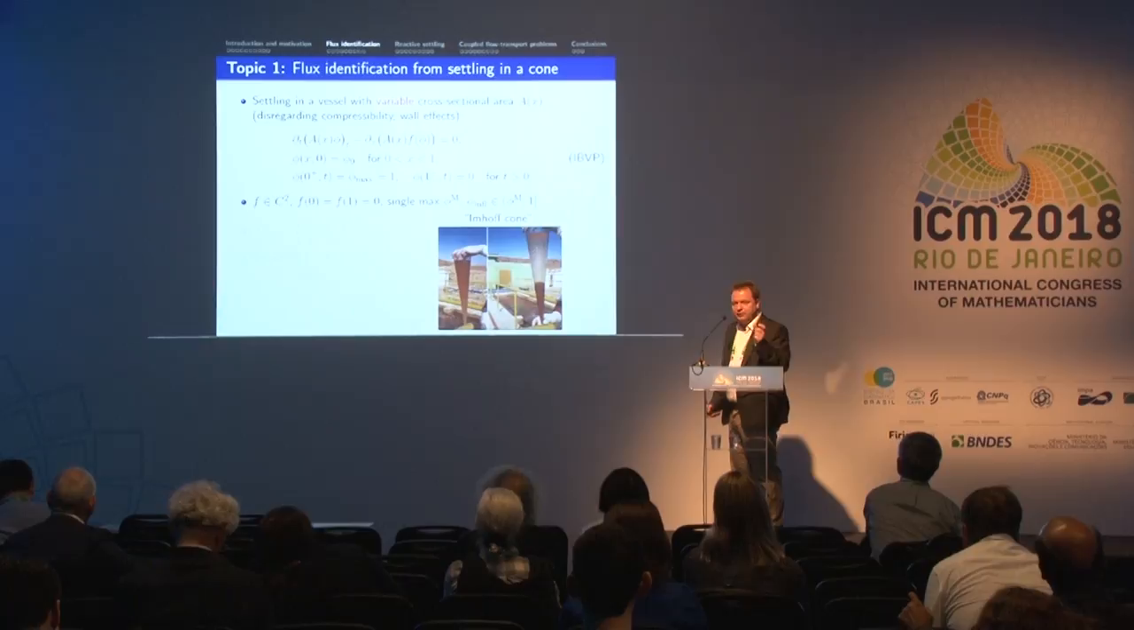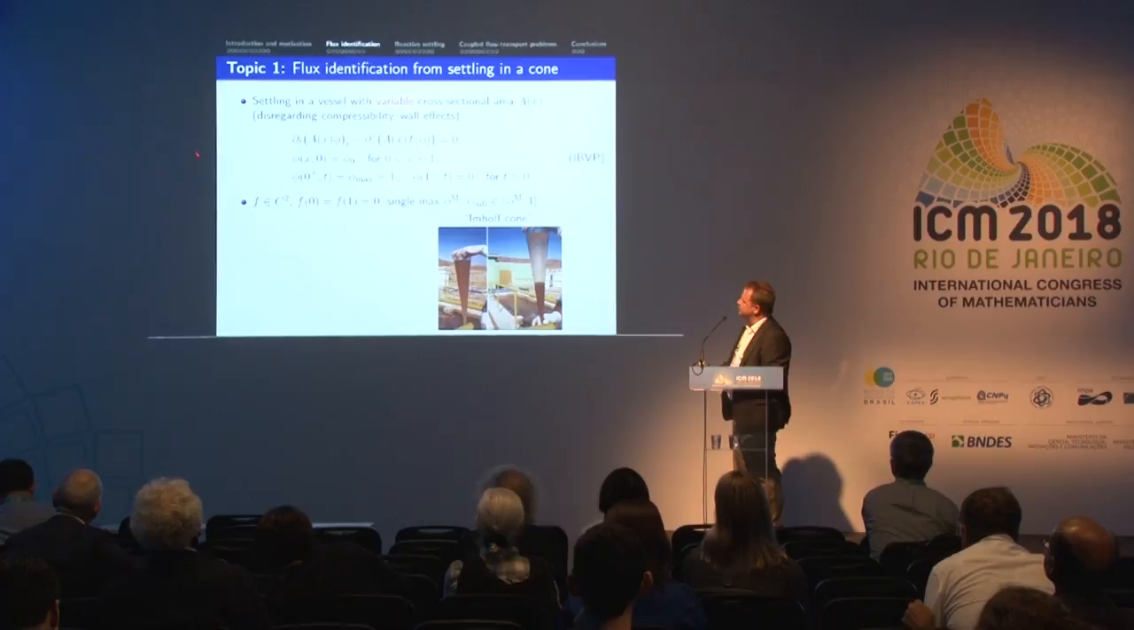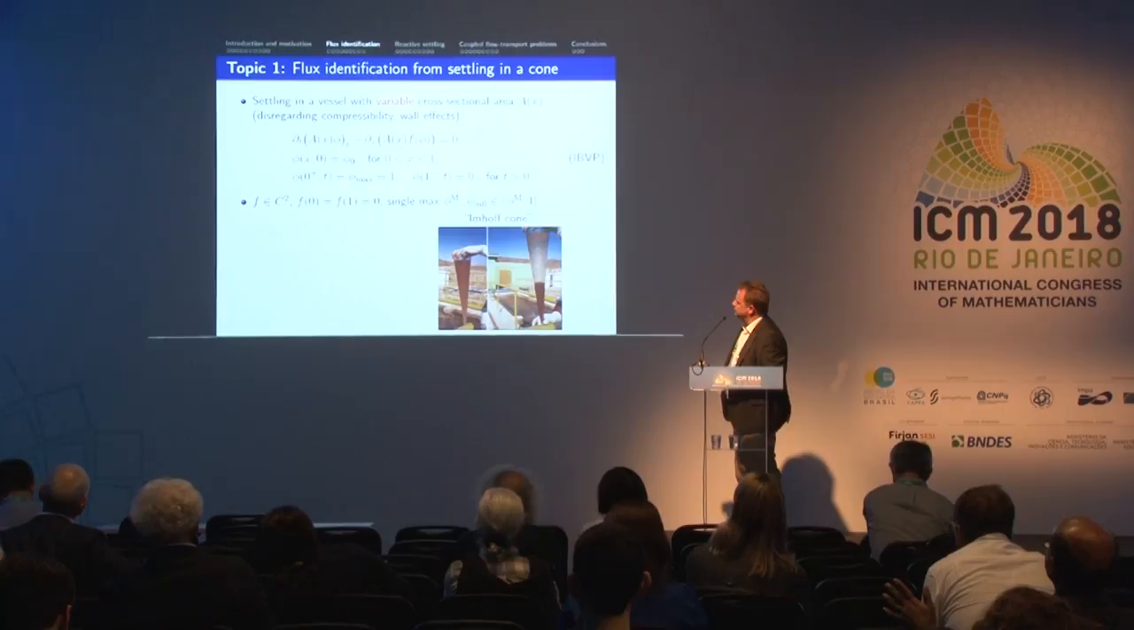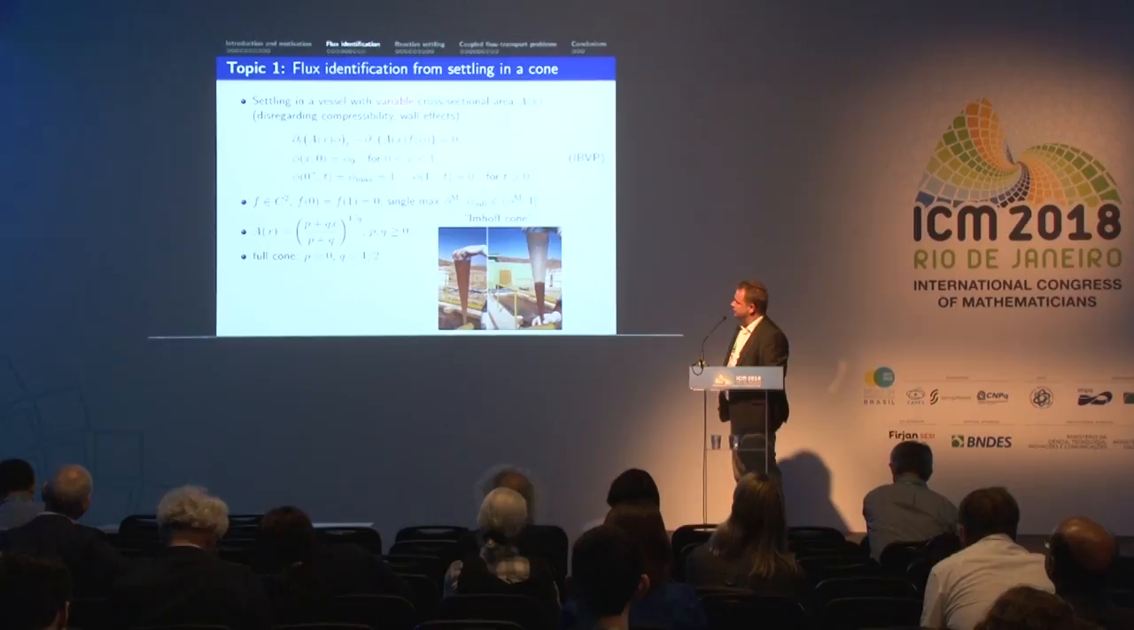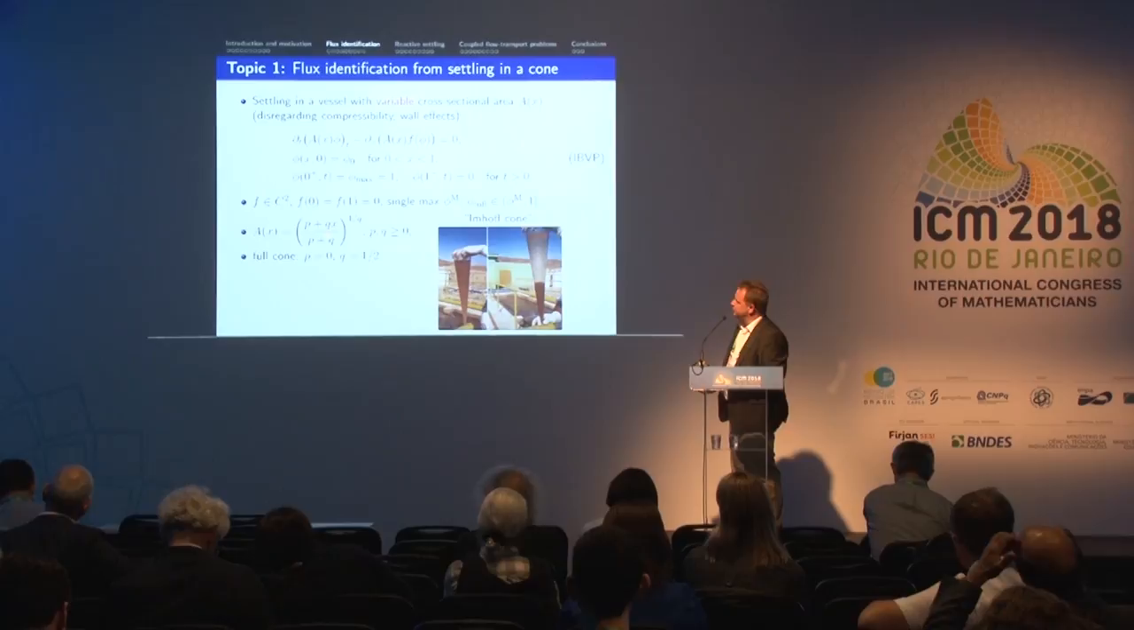So we equip this equation with the appropriate initial and boundary conditions, assume that the function is twice differentiable, it vanishes at 0 and 1, that there is a single maximum, and we assume that the cross-sectional area has this particular parametric form. The most important aspect is that if we take p equals 0 and q equals 1/2, then the vessel described is actually a cone, a full cone.